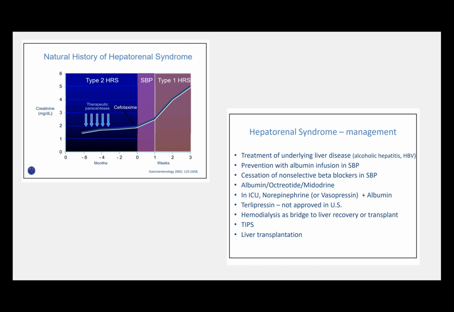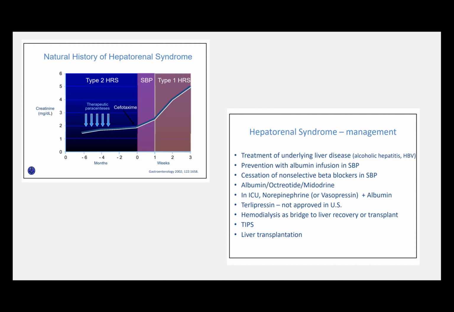Octreotide acts by, it's a somatostatin analog, so it's going to inhibit endogenous vasodilator release. And midodrine acts as a selective alpha-1 adrenergic agonist. So both of these in conjunction will cause vasoconstriction and try to bring up your blood pressure. In the ICU setting, putting them on a drip is obviously the best form of treatment that you can do for them, and we usually use norepinephrine or vaso.